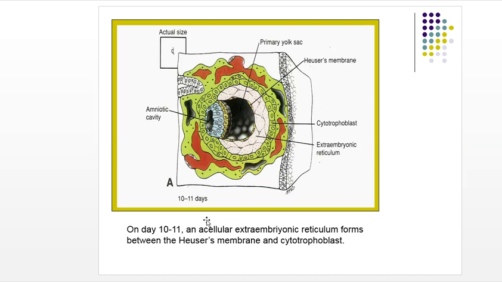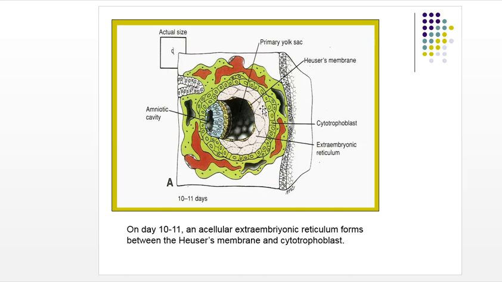In the next day, between 10 to 11 days, as you see here, acellular extra-embryonic reticulum layers form between the Heuser membrane, this is the Heuser membrane, and the cytotrophoblast, because before the formation of this extra-embryonic reticulum, the Heuser membrane was directly attached to the syncytium.